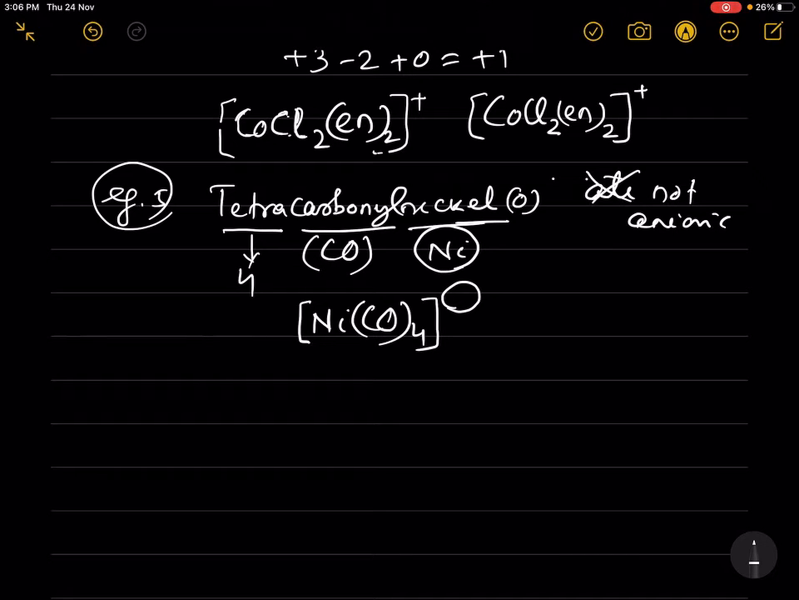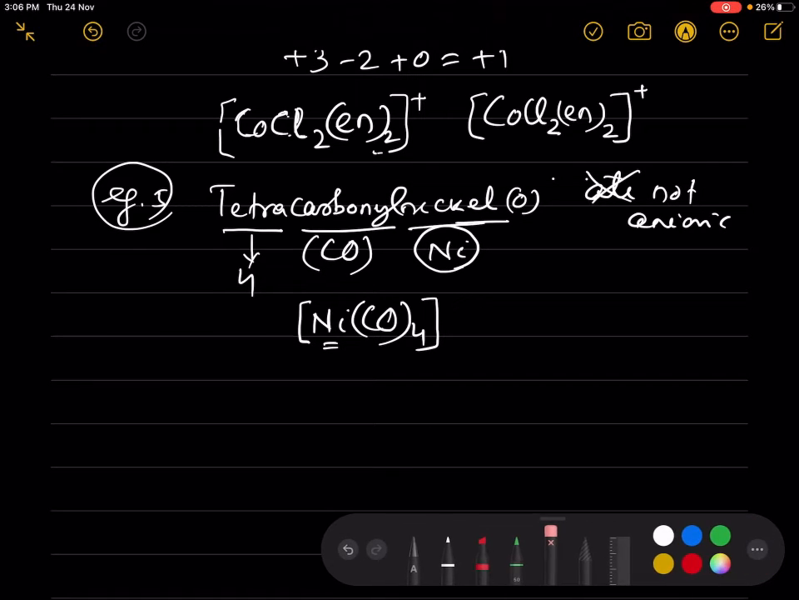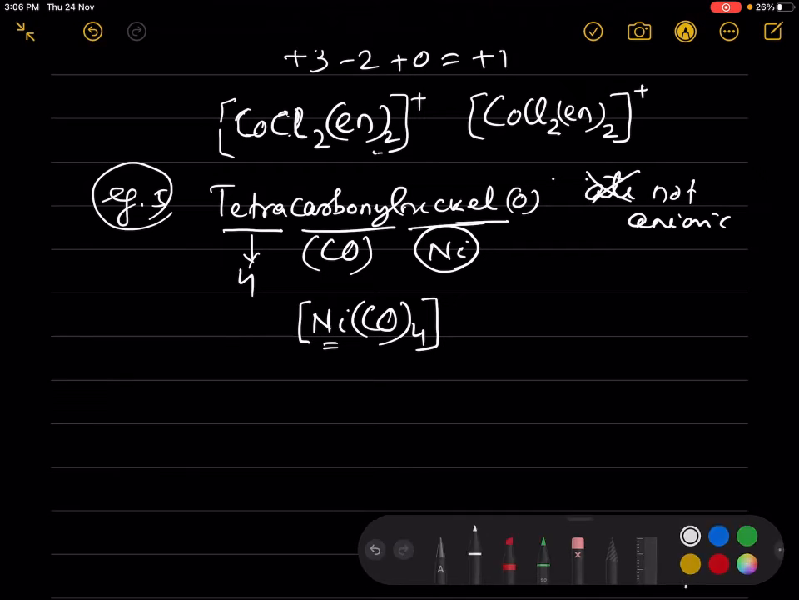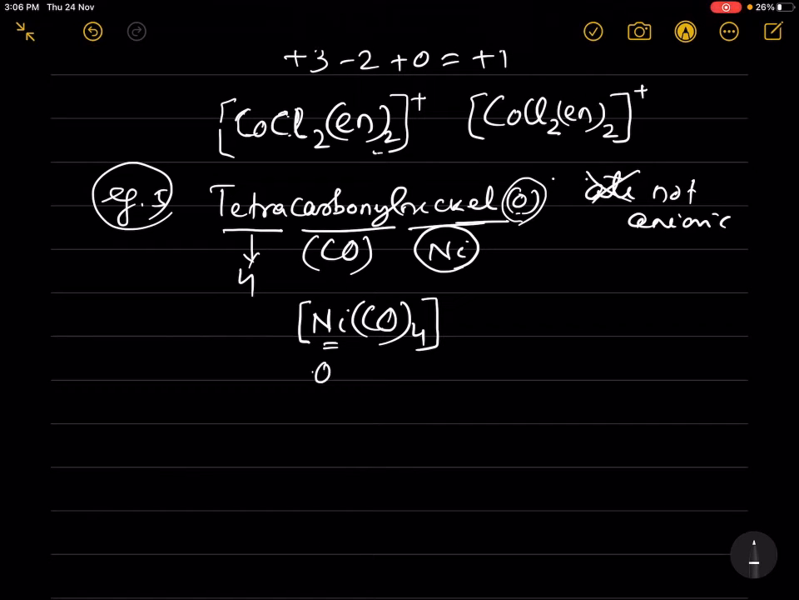Can we calculate as we have done above? Nickel's oxidation number is 0, as written, and carbon monoxide is a neutral molecule, so it is also 0 into 4 is equal to 0. So the total charge on the complex is 0, so [Ni(CO)4]. This is tetracarbonyl nickel(0).